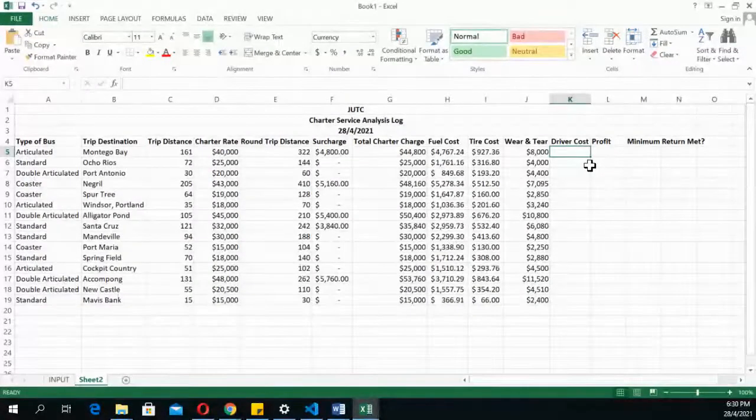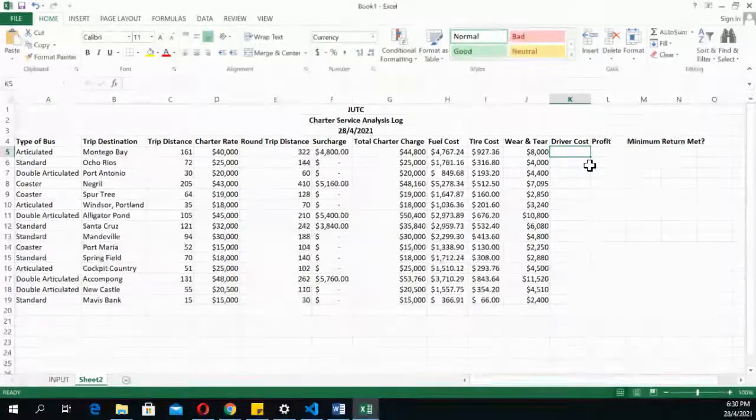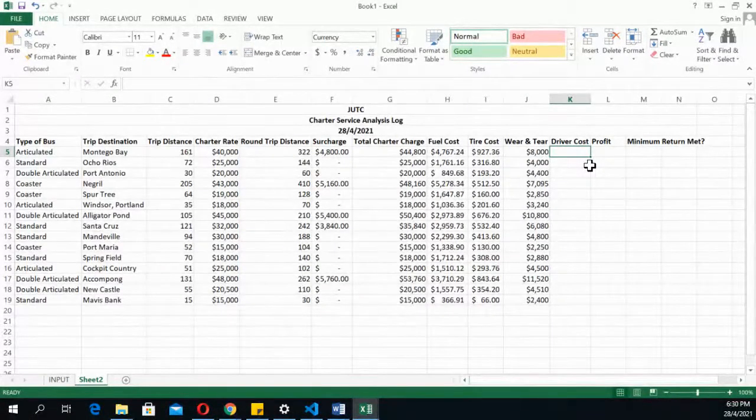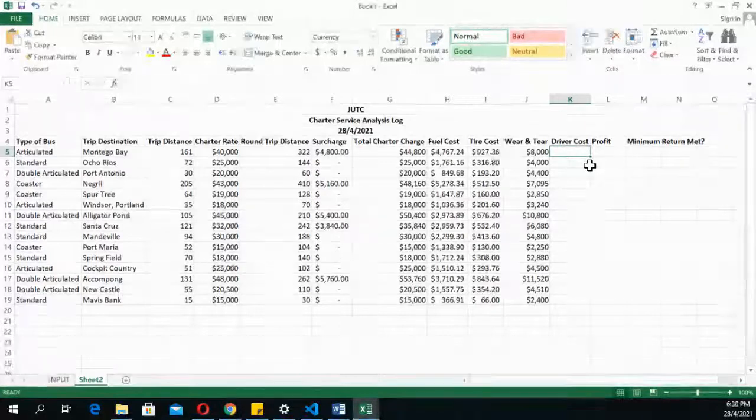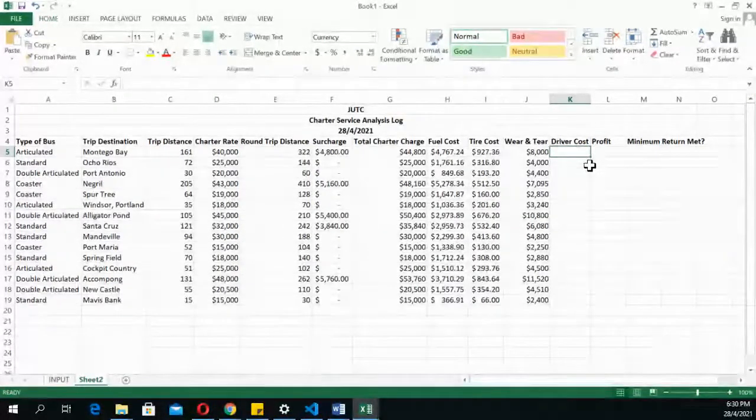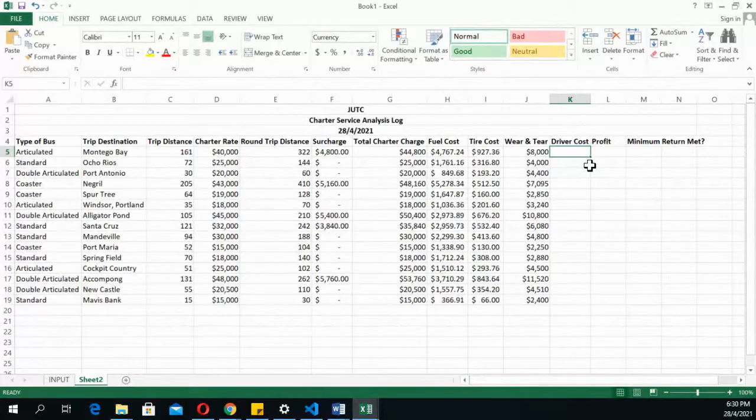Sir, the driver cost is the amount the bus driver receives, but you're going to use the percentage that is in the charter rate. Yeah, but how is it calculated? It's 20%. That's what I asked. All right, let me see. It's a charter rate segment. So 20% of the charter.